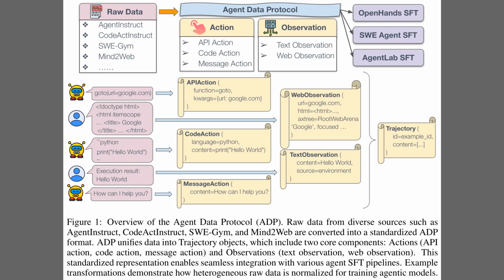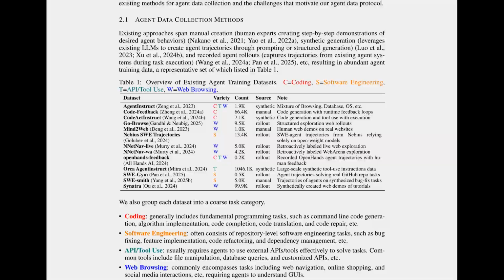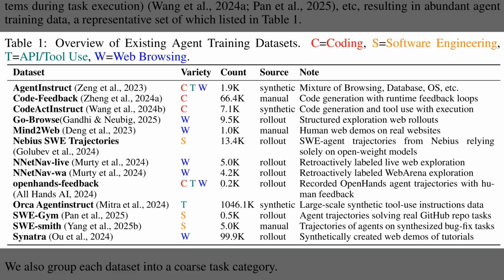Alright, the introduction set the problem of fragmented agent data. Figure 1 presents the pipeline that standardizes raw datasets into a single Agent Data Protocol format, so training becomes plug and play. The diagram organizes trajectories as alternating actions and observations, which cover API calls, code actions, messages, text feedback, and rich web states. The right side then routes the unified data into multiple supervised fine-tuning harnesses, showing compatibility without per-dataset engineering.